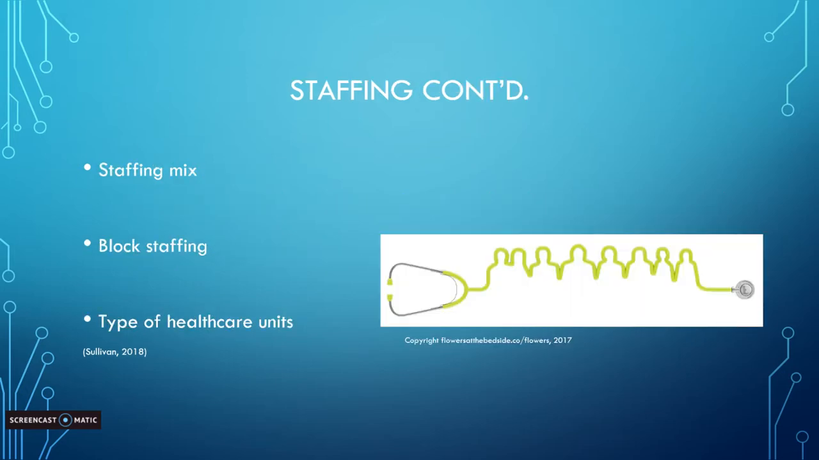Next, we're going to talk about staffing mix. Depending on the time of day and the type of unit you work on, can determine what staff is needed. Staffing mix is what it sounds like. It is a mix of staff, whether it is RNs, LPNs, nursing aides, or patient care assistants. Using the staffing model determines how many persons are needed for each role.